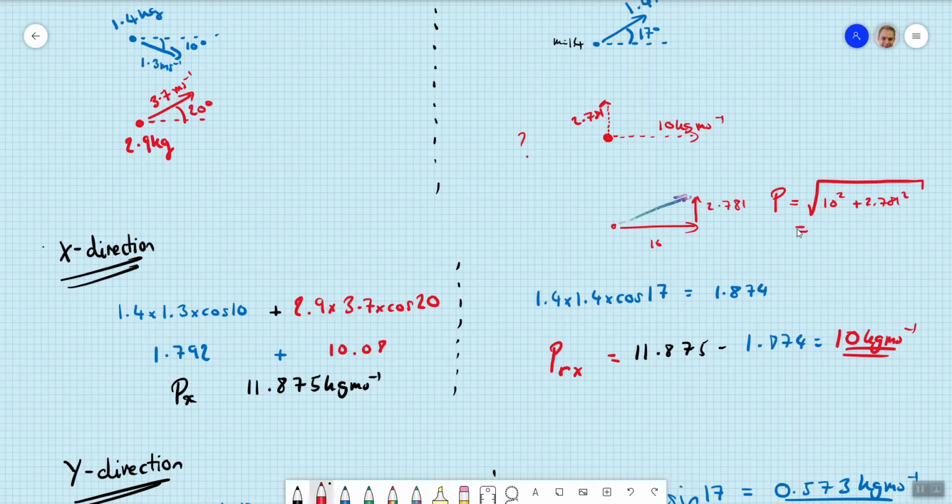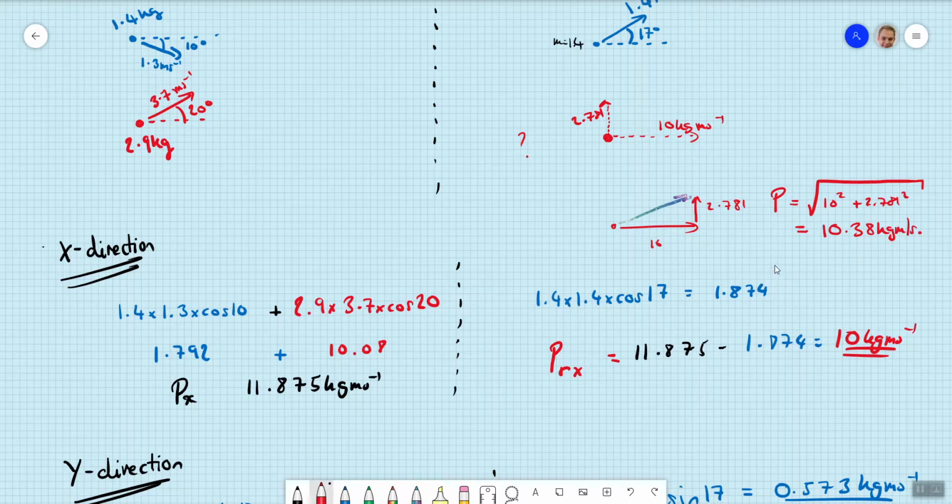So I've got square root of 10 squared plus 2.781 squared. So it's basically 107. So square root that, and I've got 10.38. So that's 10.38 kilogram meters per second.